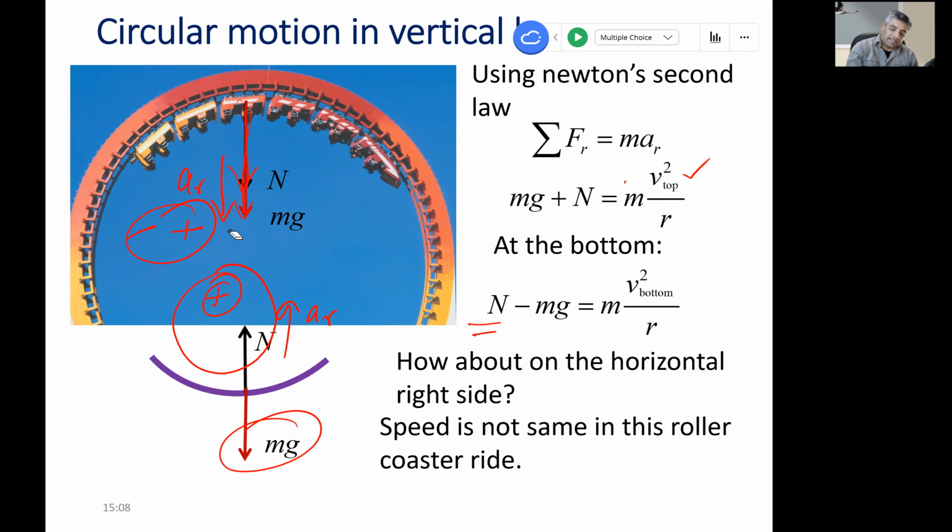So now, can you make a free body diagram on the side? Let's say here at this point. Can you make a free body diagram?